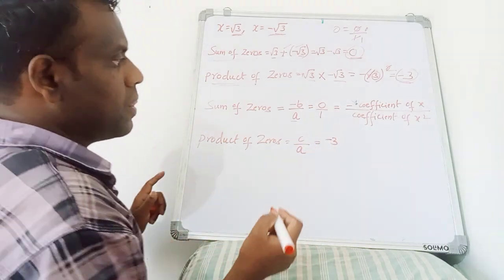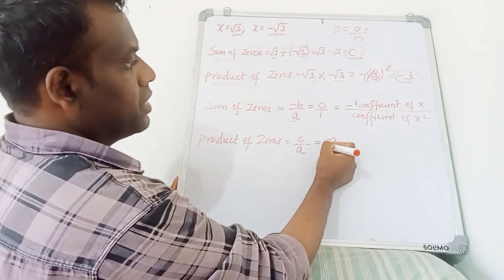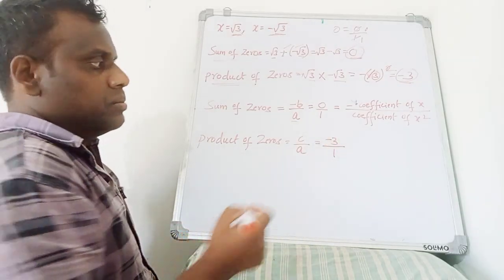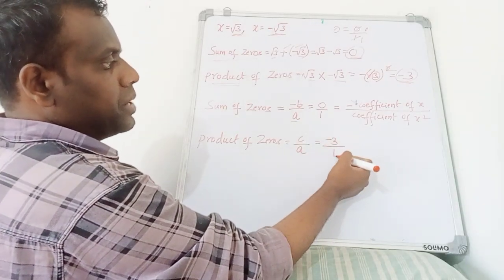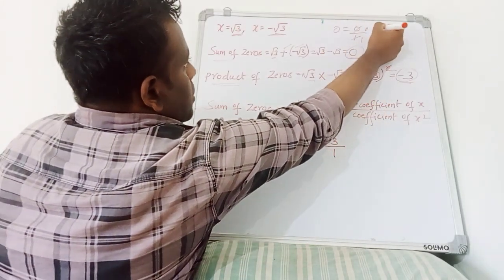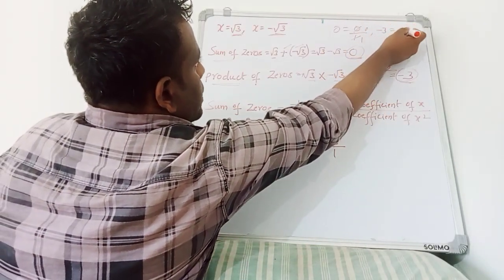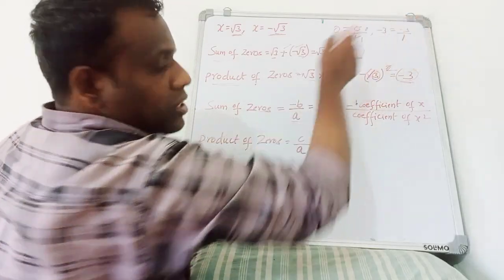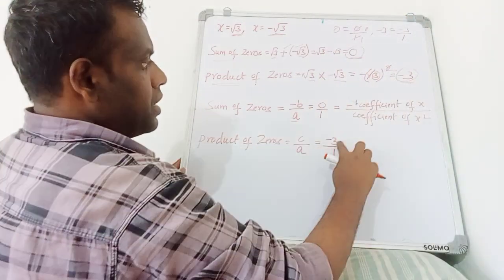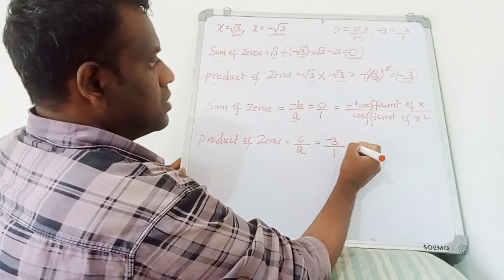Minus 3. Okay. So this minus 3 can be written as minus 3 by 1, because anything divided by 1 we will get the same thing. I will write here minus 3 is equal to minus 3 by 1. We can write like that. So no wrong. So minus 3 I have written as minus 3 by 1.